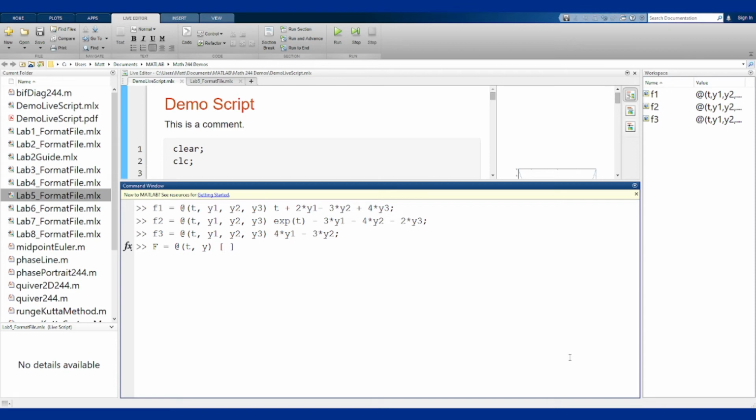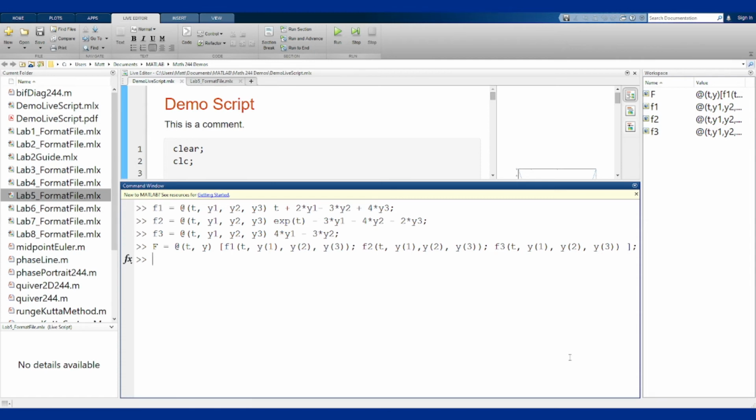It should be f1 of t and y vector. So what I want here is f1 of t, the first component of y, the second component of y, and the third component of y. Because that now says y has 3 components, and y1 is the first component, y2 is the second, and y3 is the third component. That gets me that, and I can do the same for the other 2 functions. And I'm using semicolons here because I want these to be a vertical stack of functions, not a horizontal row of functions.